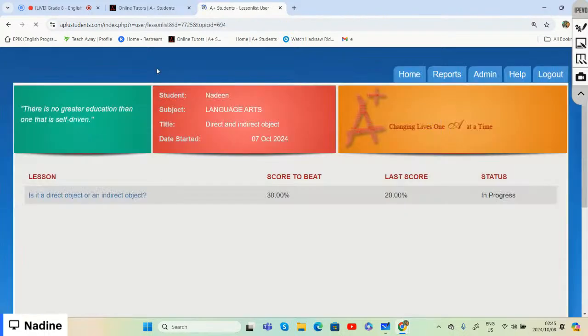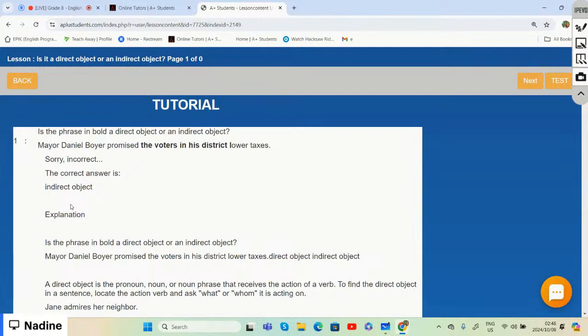All right, so this is now the end of our lesson on direct and indirect objects, right? We said when it comes to direct and indirect object, a direct object is the pronoun, noun, or noun phrase that receives the action of the verb. And in order for us to find the direct object, we need to locate the action verb and ask ourselves what or whom it is acting on.